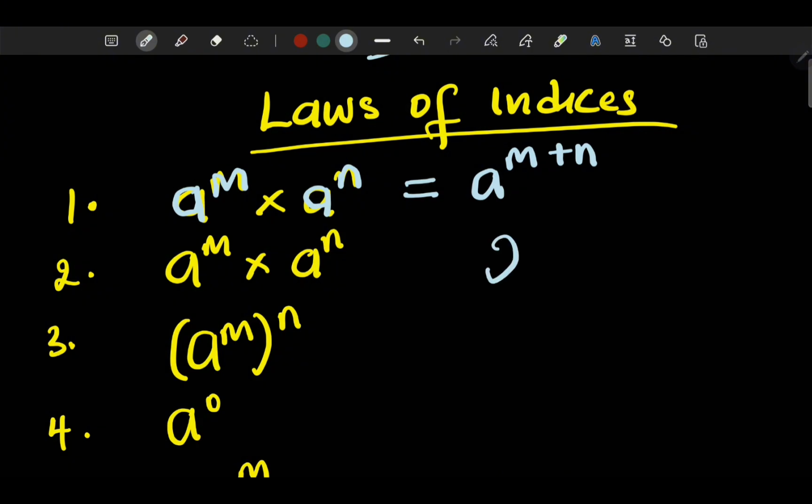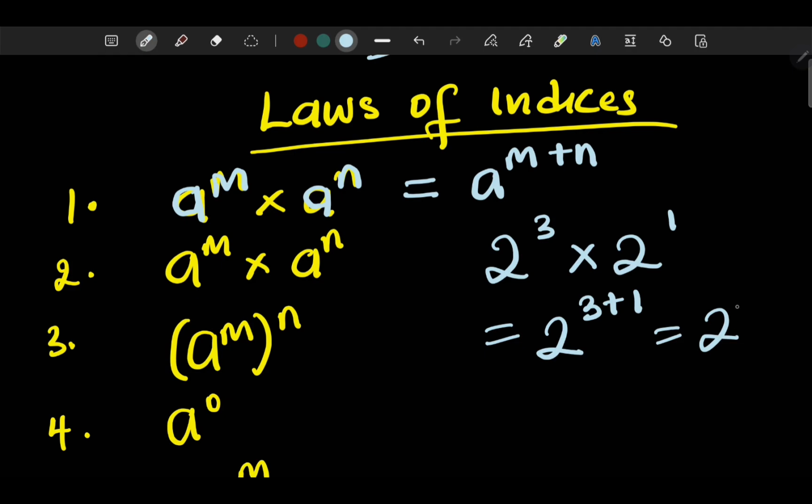Supposing you have 2 power 3 multiplied by 2 power 1. What it simply means is 2 to the power of 3 plus 1. You add the powers because the bases are the same. And that will give us 2 to the power of 4. That is what this law is all about.